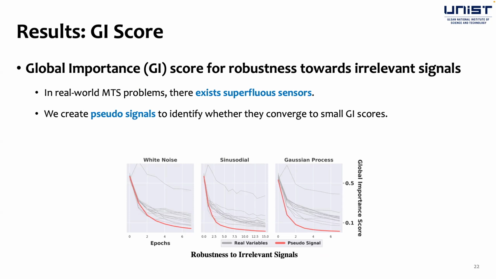Furthermore, we show that our method is also robust to non-essential features. In real-world datasets, we can easily observe extra sensors that are not helpful in classification. We simulated such problems by injecting pseudo-features. Here, the red bold lines are the added pseudo-features. Our GI score shows that while the pseudo-feature had a 0.5 importance in the beginning of the training, it rapidly converges to have close to 0 importance as training progresses.